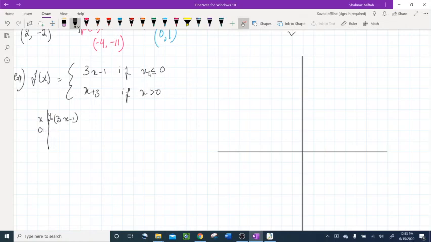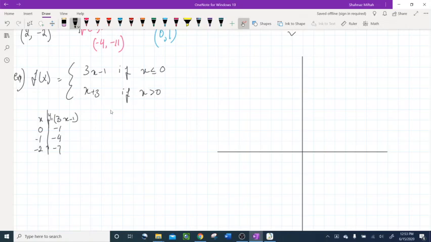So, for example, they said x less than or equal to 0, so I started with 0. Less than 0 can be -1 and -2. These are the only 3 I'm going to pick. Now let's plug in 0 here. 3 times 0 is 0, subtract 1 gives me -1. Plug in -1: 3 times -1 is -3, minus 1 is -4. When you plug in -2, 3 times -2 is -6, minus 1 is -7.